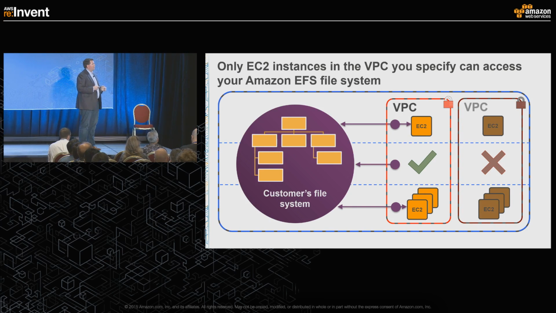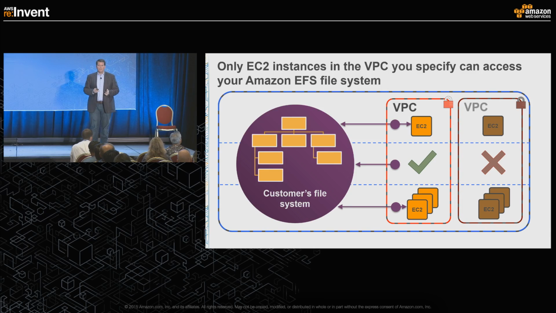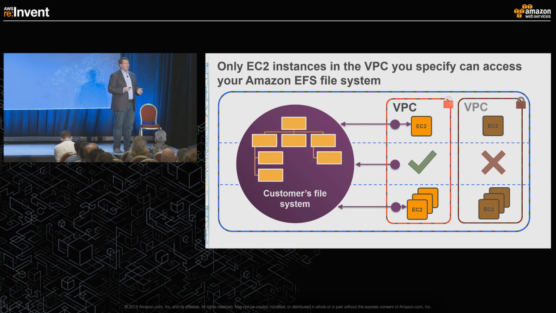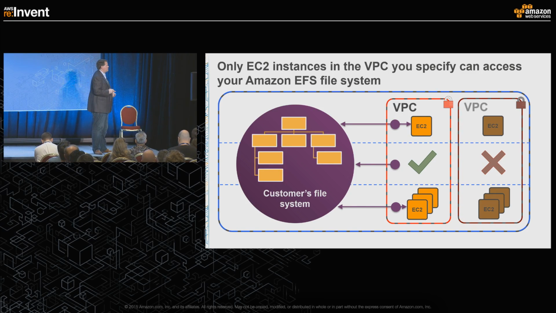So what does that actually mean? In practice, what that means is only the EC2 instances that you declare inside of your security groups are going to have access to a particular file system. So this allows you to manage multiple file systems inside of your VPC securely. And this is what allows you to be able to very rapidly deploy a file system to a high security posture inside of your environment.